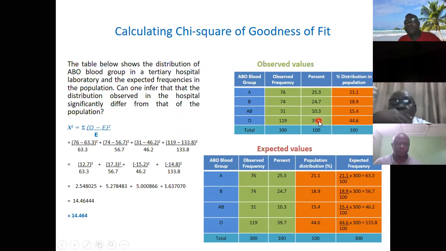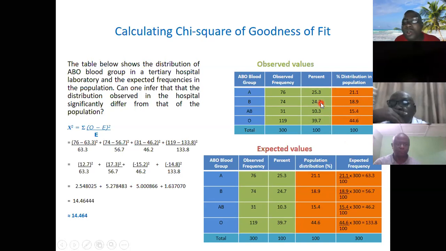What I'm saying is, look at this table, the observed values for A, B, AB, and O. Look at the number. There are 300 people. Look at the number in each category, and if you put in the percentage, look at the percentage. And look at the percentage they say is in the population, in this light color. Can you see the percentage distribution in the population is slightly different from that of your lab?